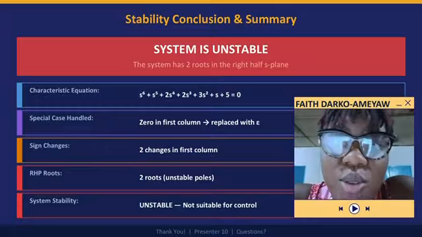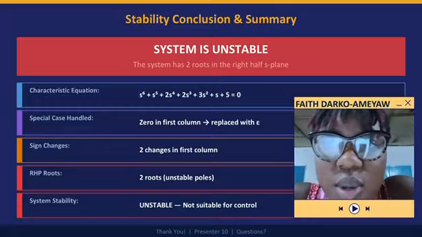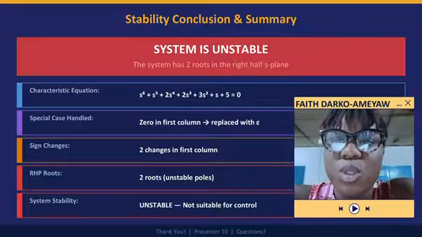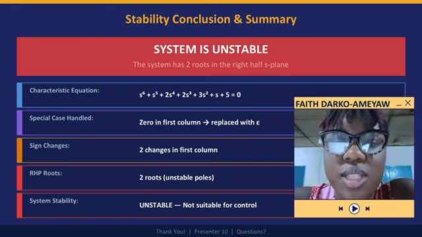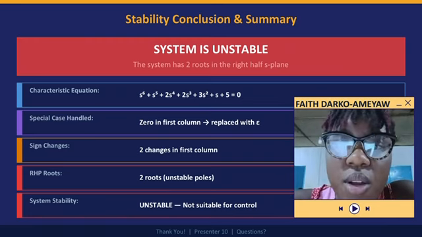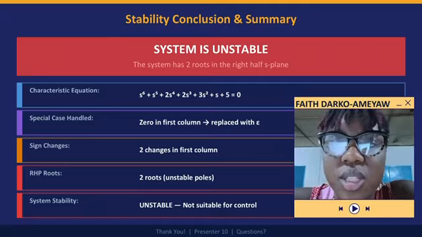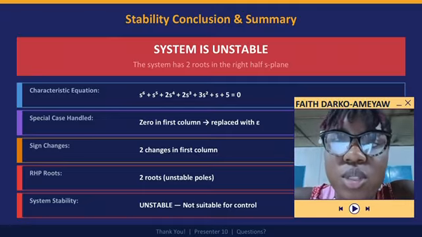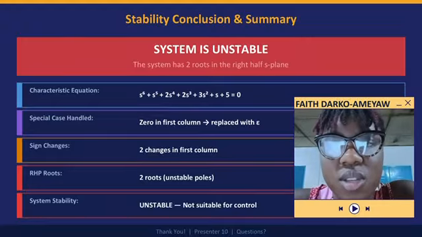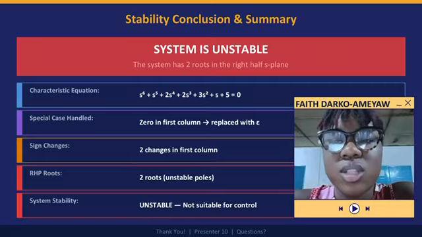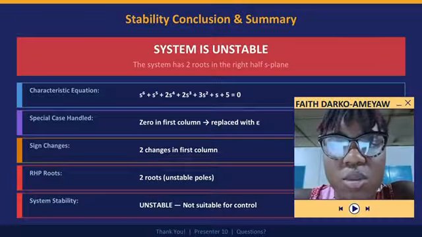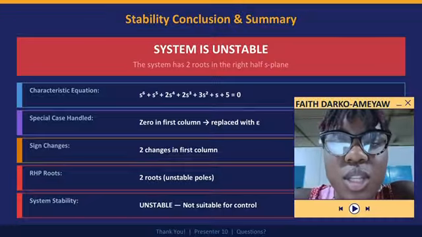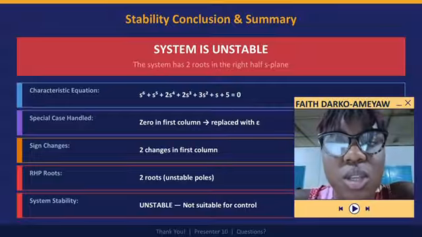Alright, so based on our Routh-Hurwitz analysis, the verdict is quite clear. Our system is unstable. Our characteristic equation, s^6 + s^5 + 2s^4 + 2s^3 + 3s^2 + s + 5 = 0, has 2 roots with positive real parts. In control systems, we can derive some conclusions: if this were a feedback control system, it would exhibit unbounded growth. Small disturbances would grow exponentially over time, and the system would be unsuitable for practical control applications without modification.